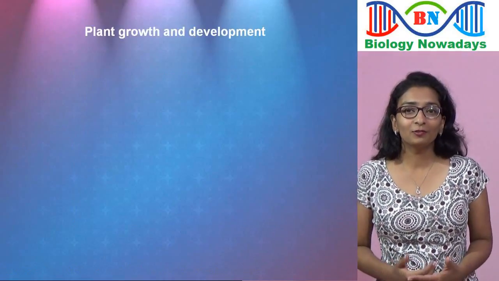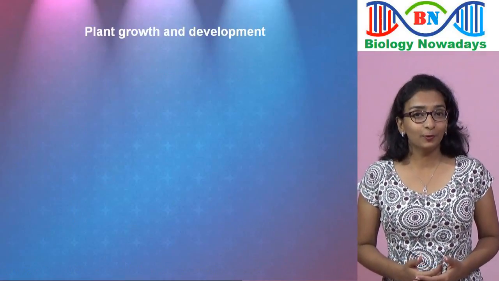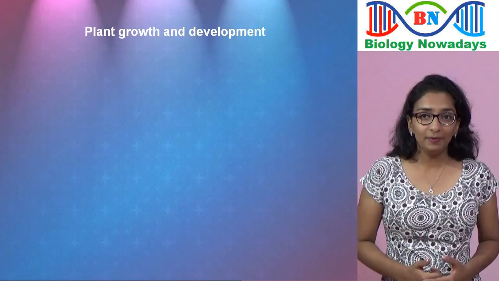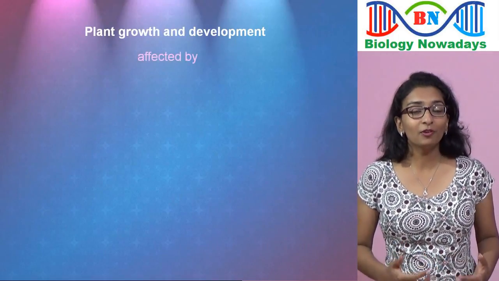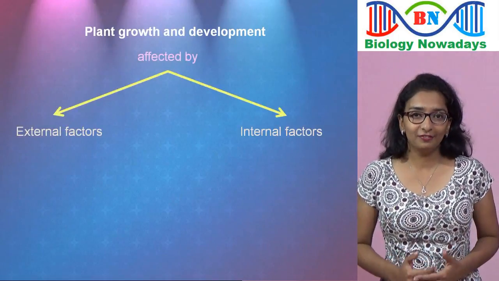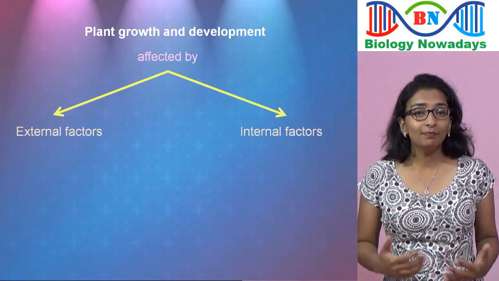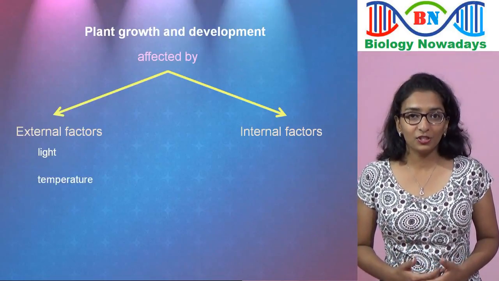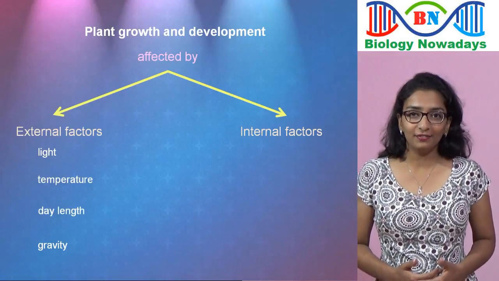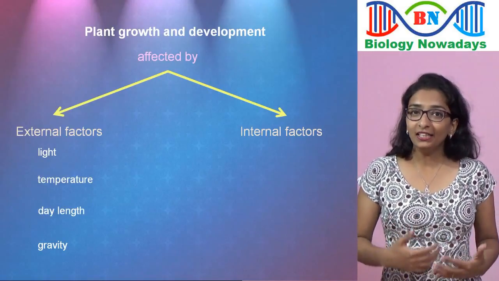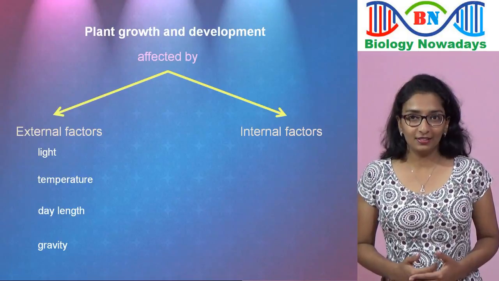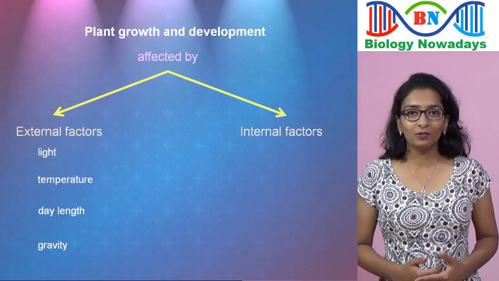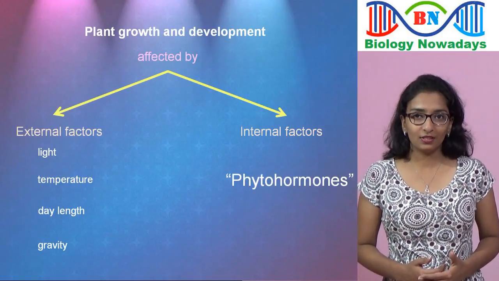Plants cannot move around like animals. So, the plant growth depends on the interaction of a number of external and internal factors. Examples for external factors are light, temperature, day length, and gravity. The main internal factors are chemicals called plant hormones or phytohormones.